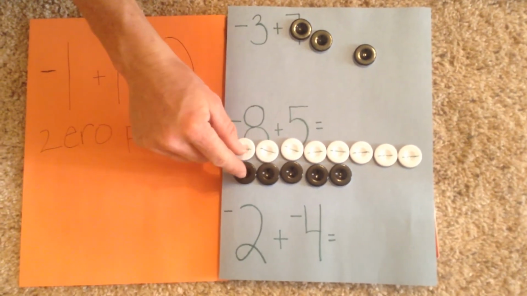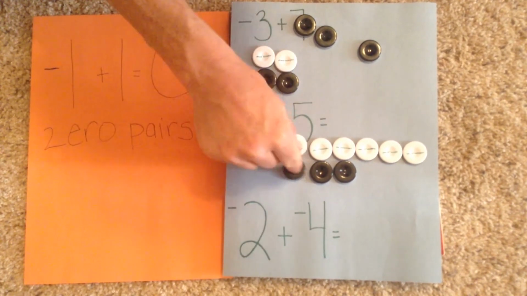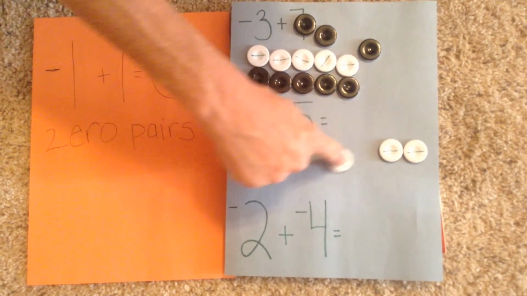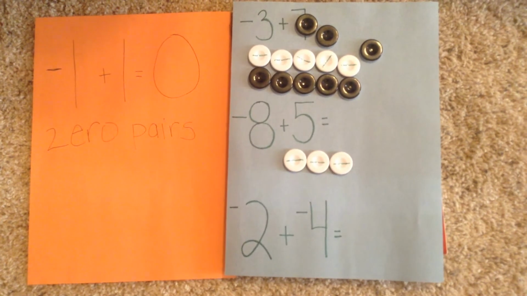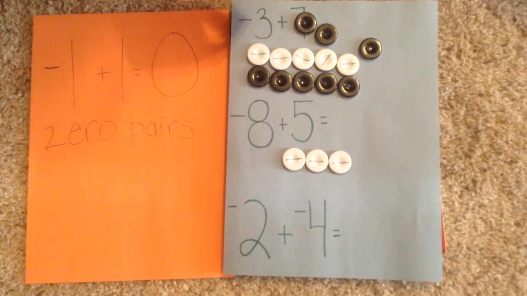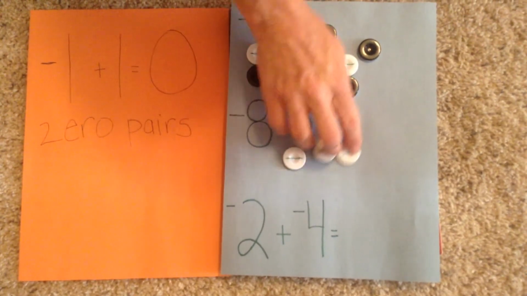And we are going to take away our 0 pairs. 1, 2, 3, 4, 5, and we are left with negative 3. The signs are different, so we took the sign of the larger amount, which was negative 8.